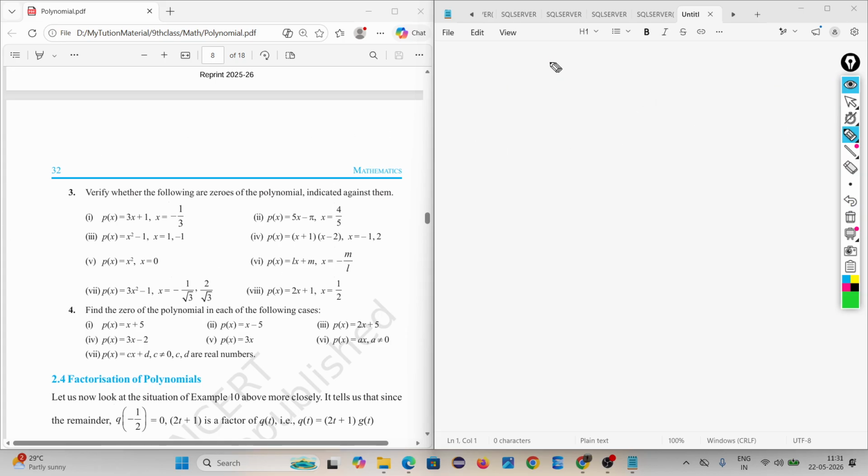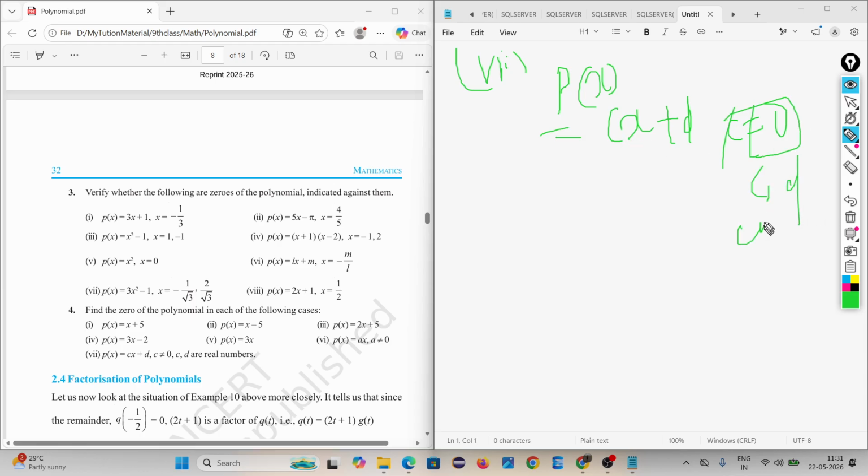Then the last question. P of x equal to cx plus d, where c does not equal 0. Here c and d are real numbers; these are just hints. Don't focus on this, only look at how to find the answer.